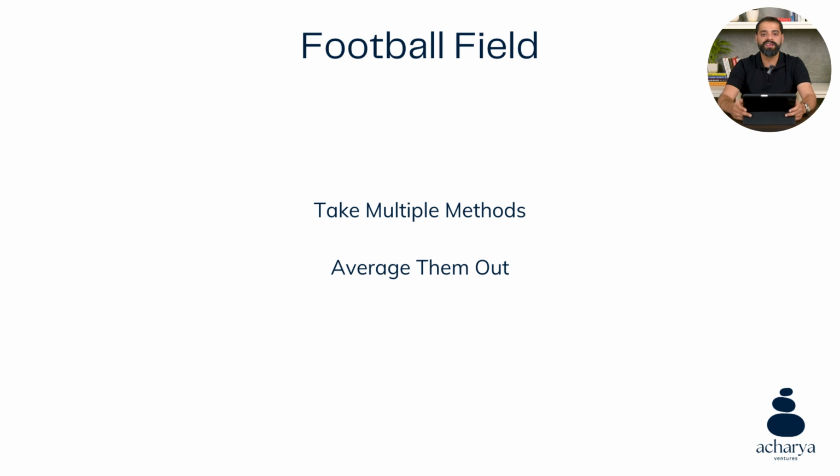The final way is the football field method, where you take a lot of different methods and then you average them out. This will give you a better result, usually, because of the law of averages. When you take averages on multiple methods with a large data set, you usually come up with the right answer or very close to the right answer. That's the law of averages. So take multiple methods of valuation and then average them out.